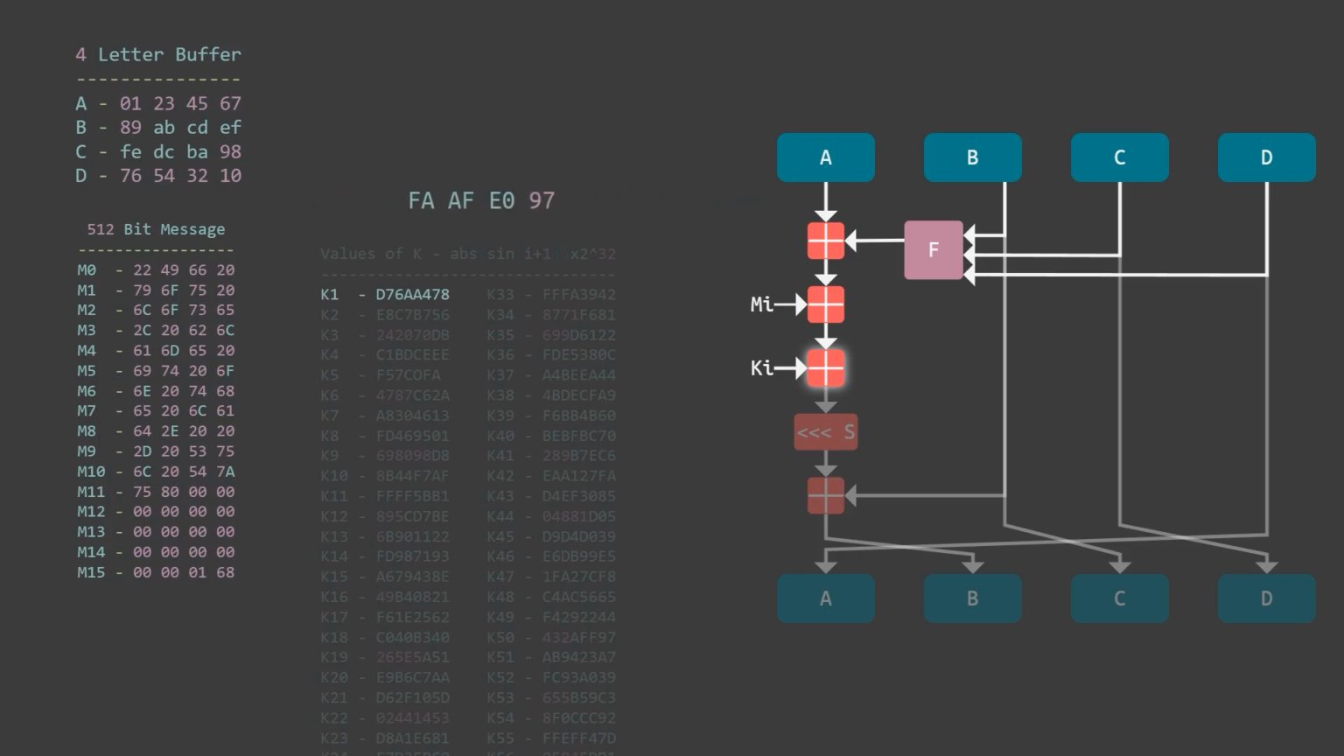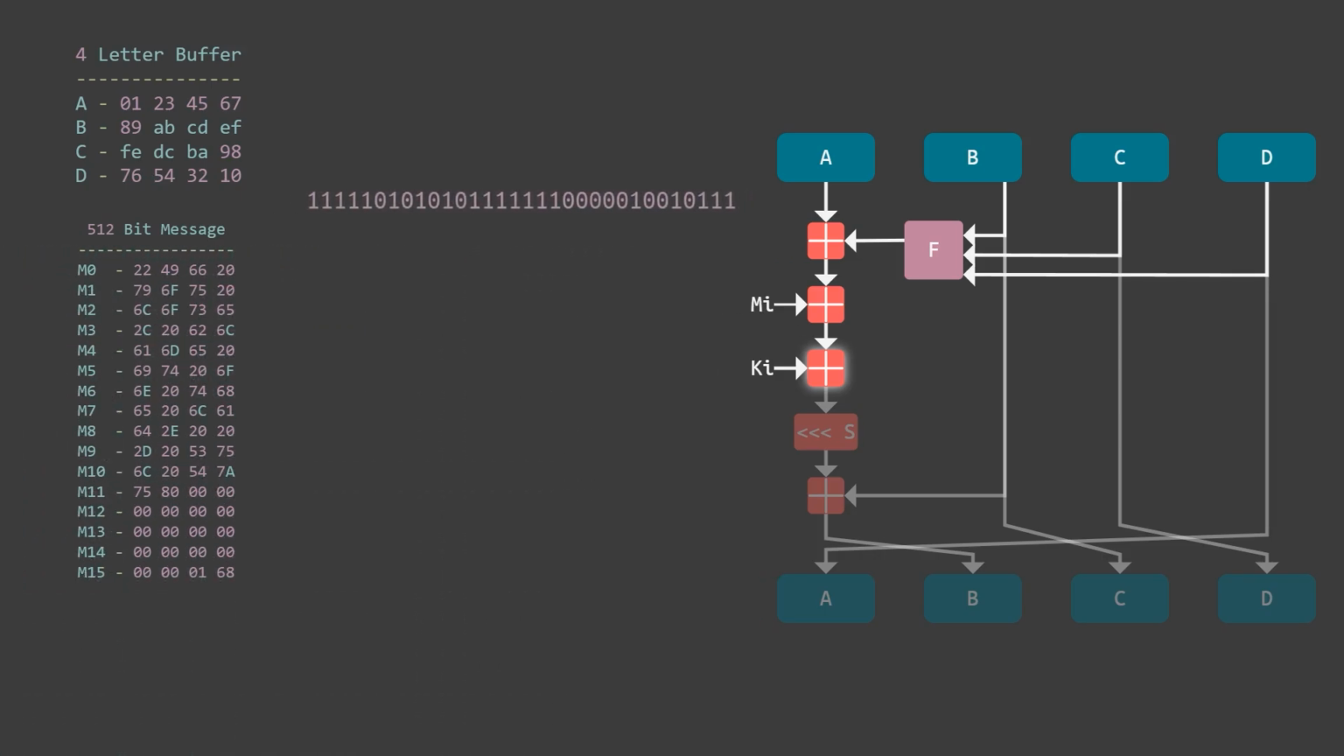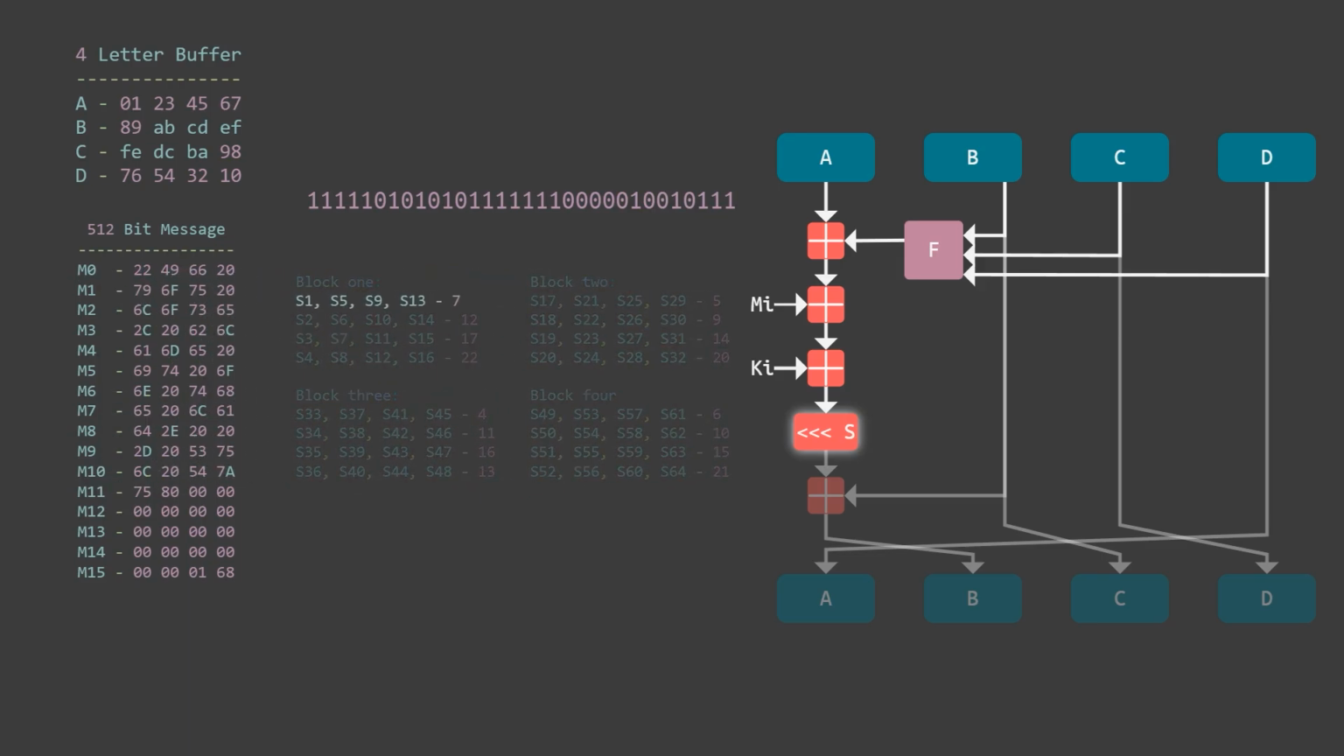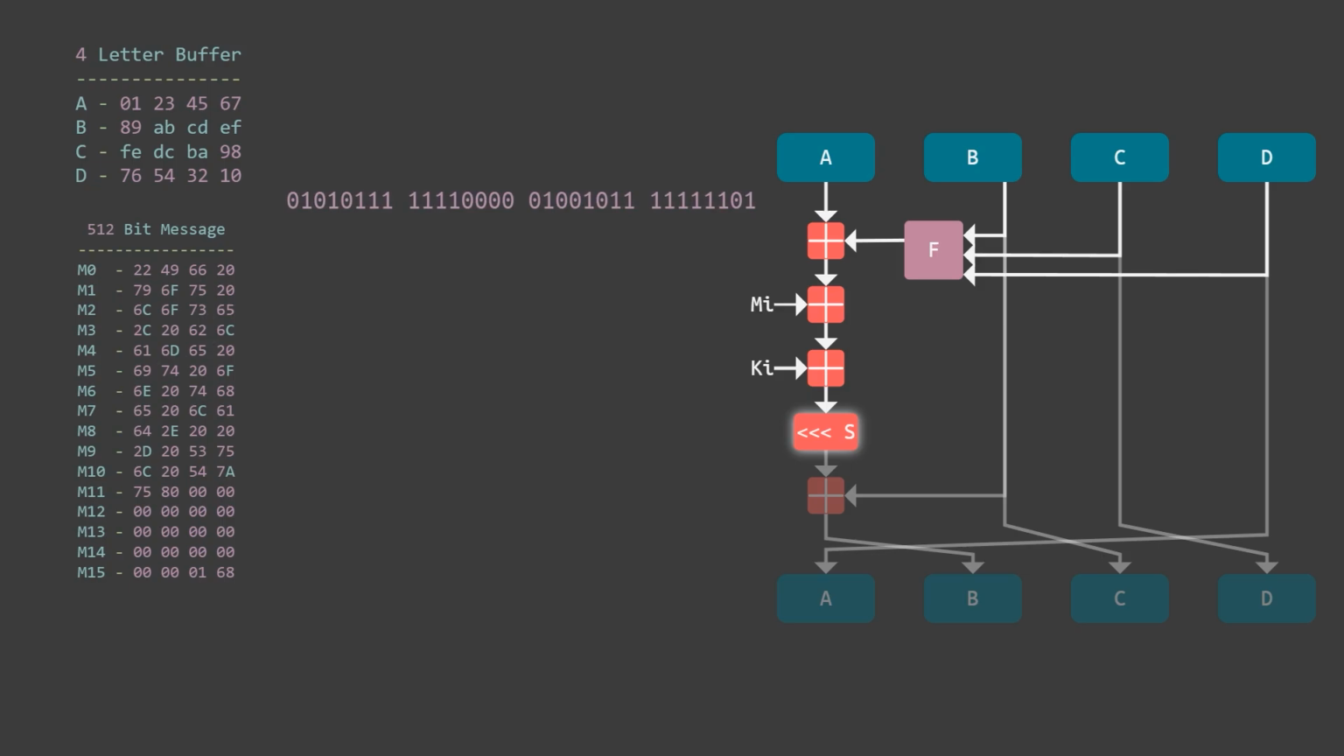For the next step, let's convert the result back into binary, because now we need to rotate the bits by a set amount. How many bits again depends on the number of operations being performed. But according to the RFC, for the first round, we need to shift it by 7 bits. It's basically taking the first 7 bits and adding them to the end. Now, with the bits rotated, it moves on to the next block.